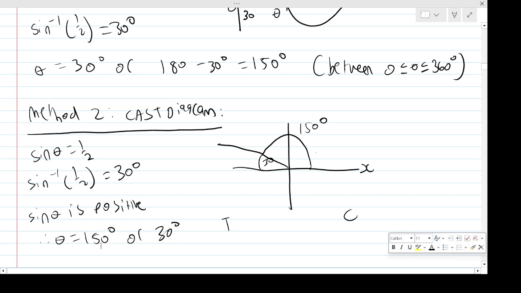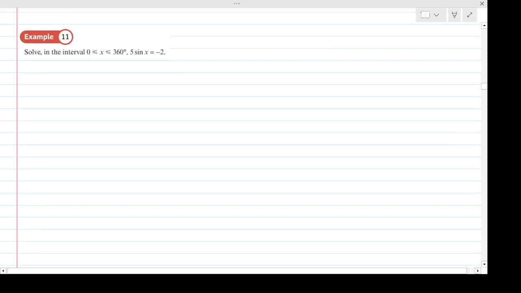Okay, cool. Right, so we've got this question then. We need to solve in the interval 0 to 360 again: 5 sine x is -2. Now obviously we've got a 5 in front of the sine x. We just want sine x on its own. So we're going to divide both sides by 5 to get sine x is -2/5.